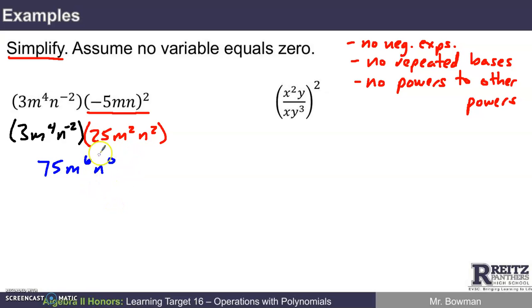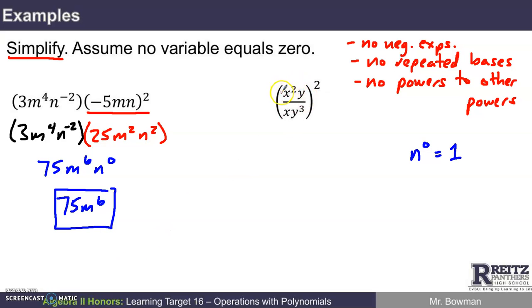Now, there's one more thing I think I need to take care of here. And it wasn't directly addressed in the previous slide, so I'm glad it came up here. What is anything to the 0th power? It's 1. So n to the 0th power here is just 1. All this really is 75 m to the 6th times 1. This is just 75 m to the 6th. If you end up with a 0 as one of your exponents, that base to the 0th power is 1.